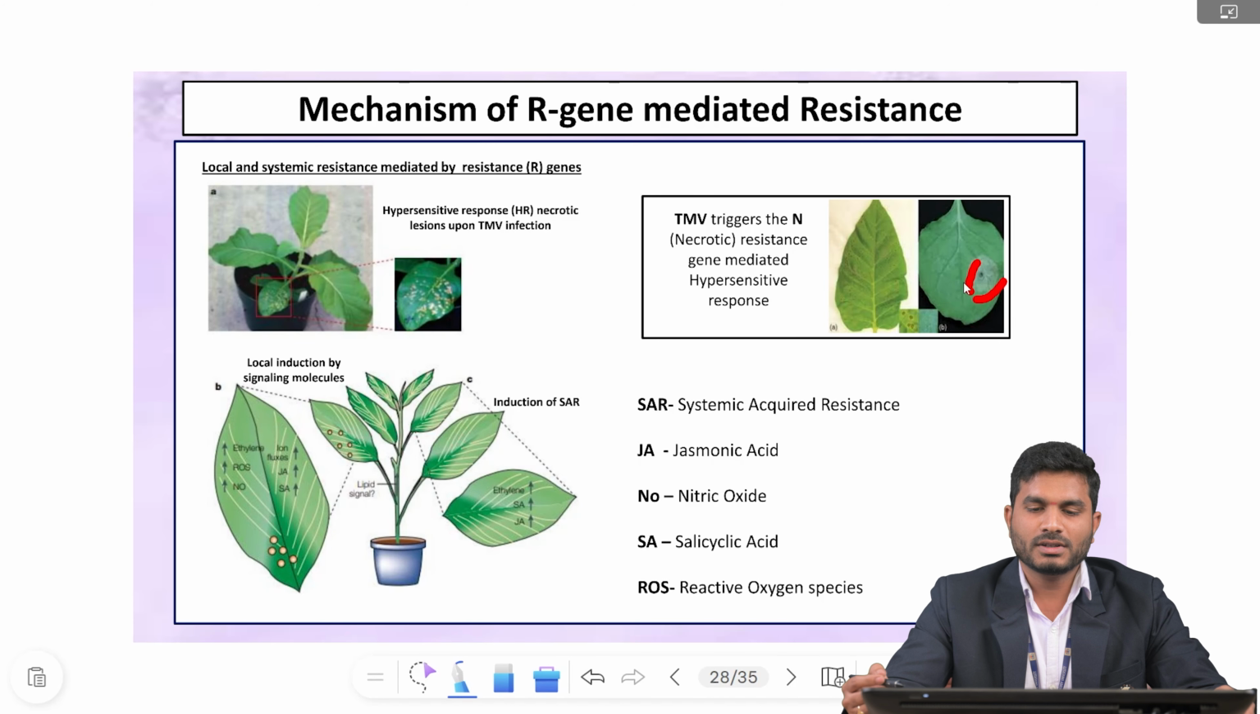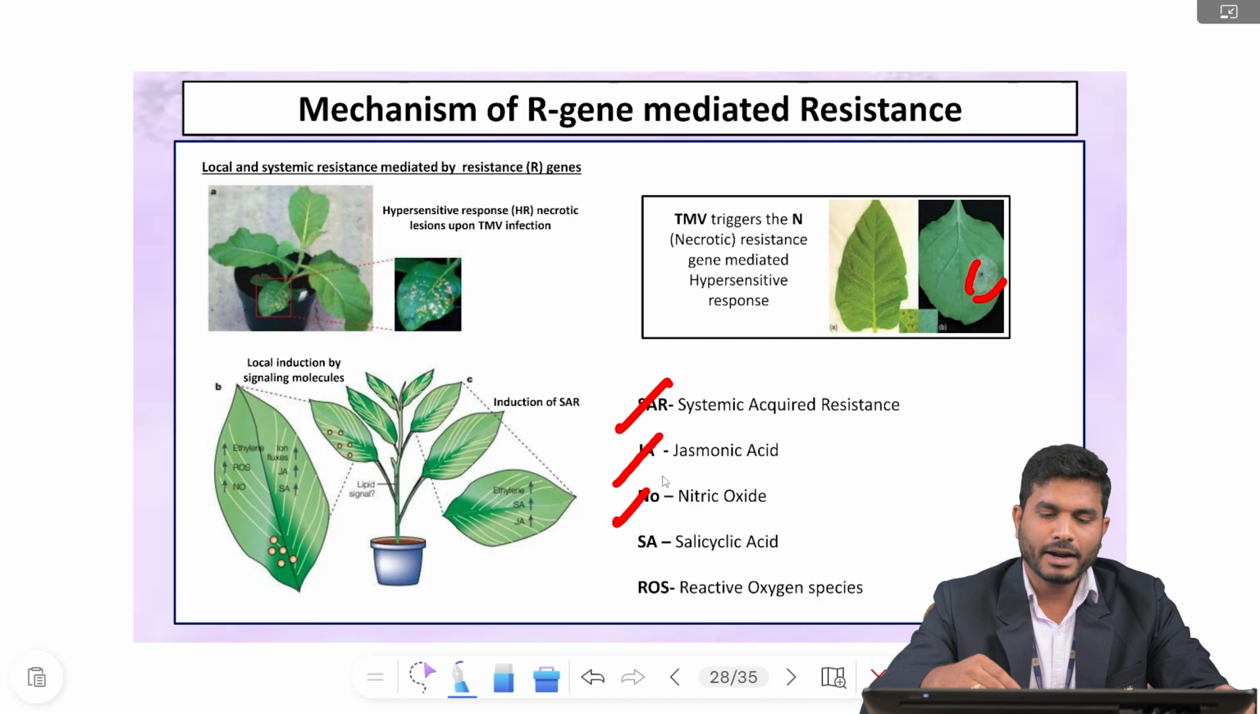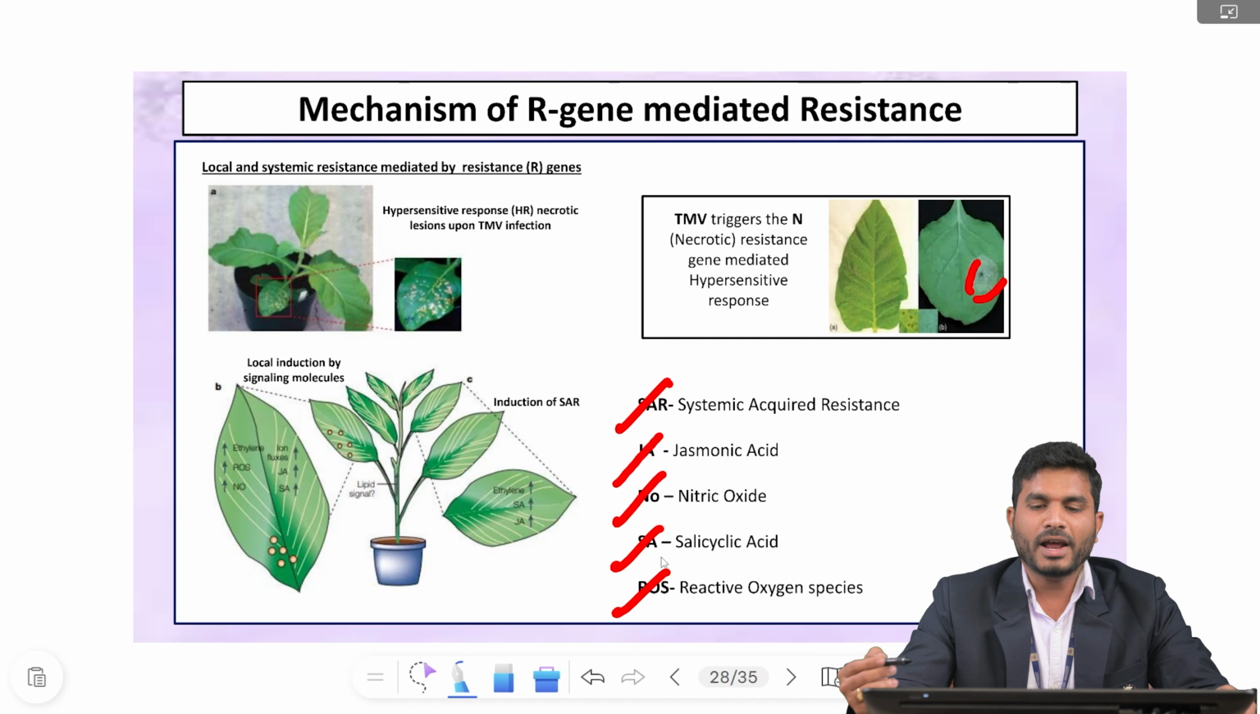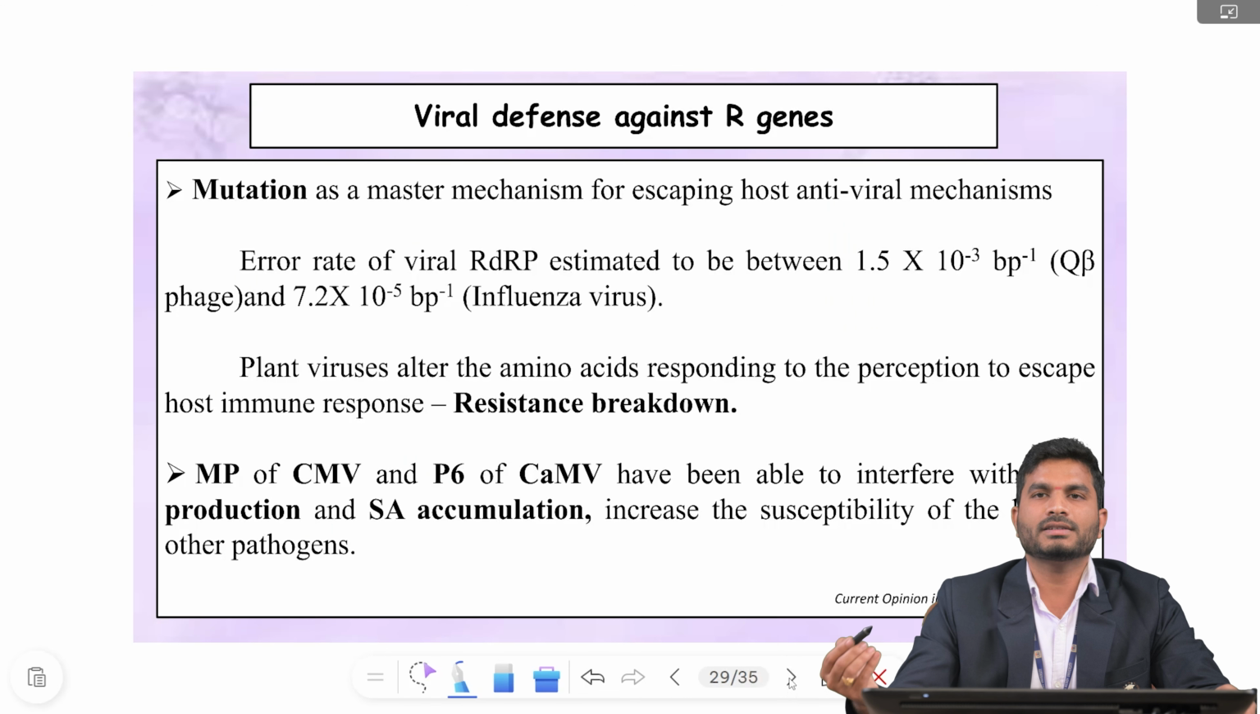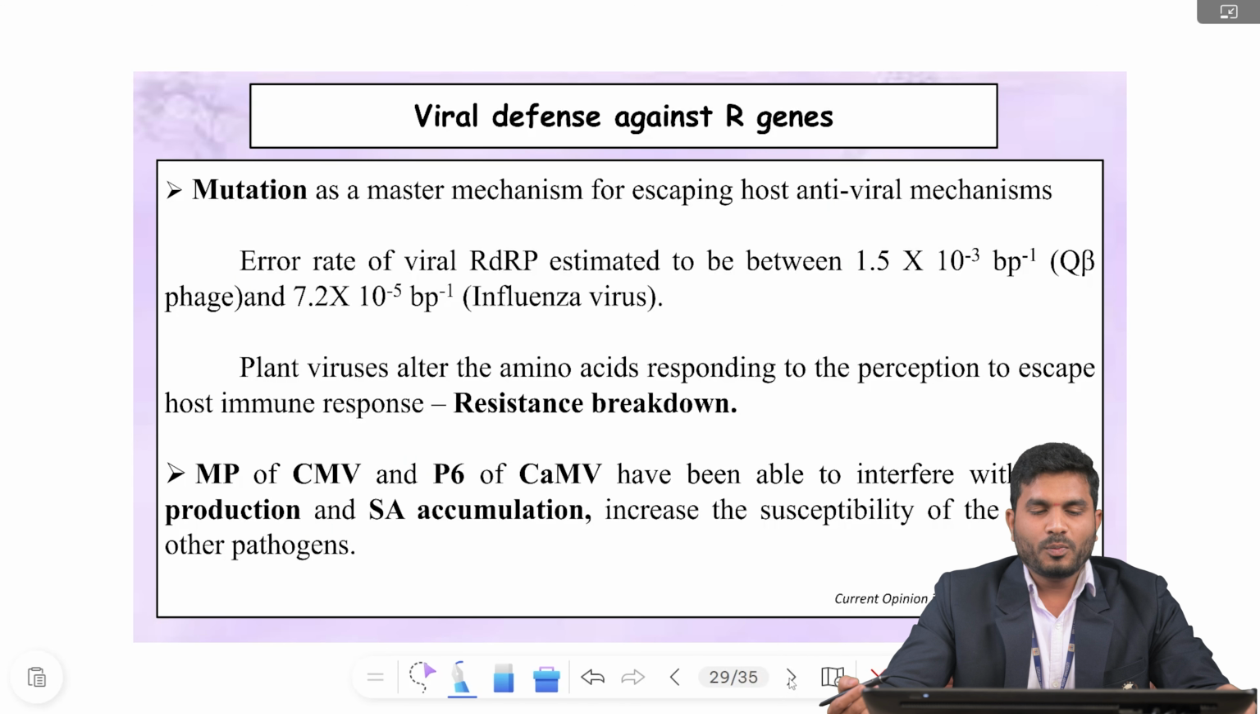Through the hypersensitivity response, many signals are upregulated: SAR, jasmonic acid, nitric oxide, salicylic acid and reactive oxygen species. Through these signals, the plant becomes overall active and shows resistance to plant viruses. To counteract R gene mediated resistance, viruses employ mutation. Because RNA dependent RNA polymerase lacks proofreading ability, mutations are frequent, allowing viruses to escape recognition. Some viral proteins like CMV movement protein and cauliflower mosaic P6 suppress reactive oxygen species and salicylic acid accumulation, weakening plant immunity.